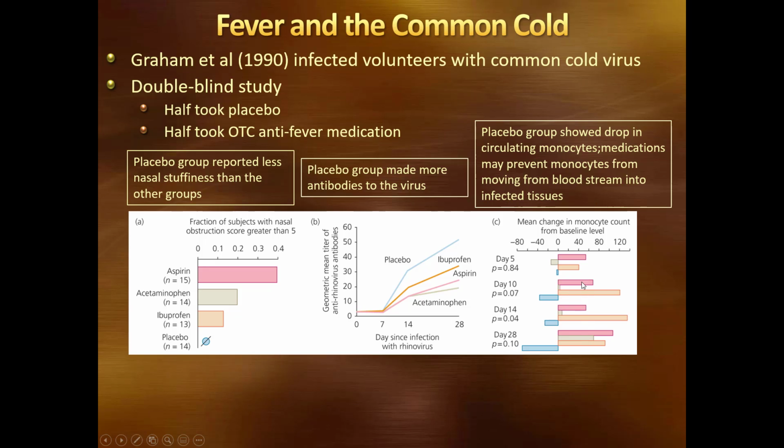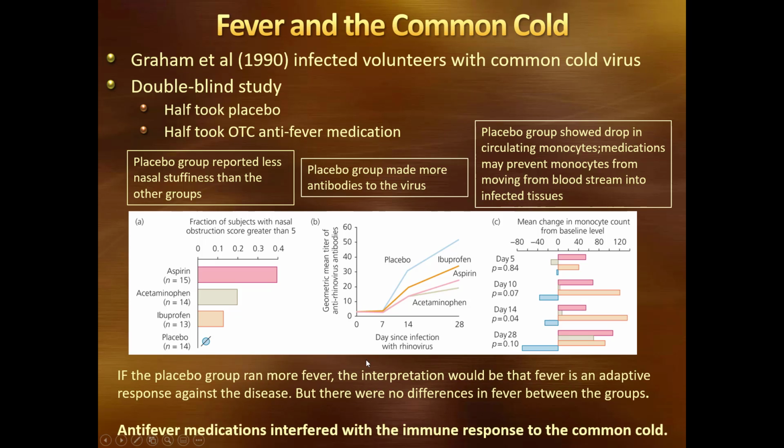It may be that these medications prevent some of the monocytes from moving from the bloodstream into the infected tissues. Normally your monocytes would go from the bloodstream into an infected tissue to fight off that infection. So when we take these over-the-counter medications, those monocytes are not leaving the bloodstream to go into those tissues. The placebo group was. So in all three of these measures, it looked like the placebo group was actually doing better at countering the effects of the common cold than the over-the-counter medications were.